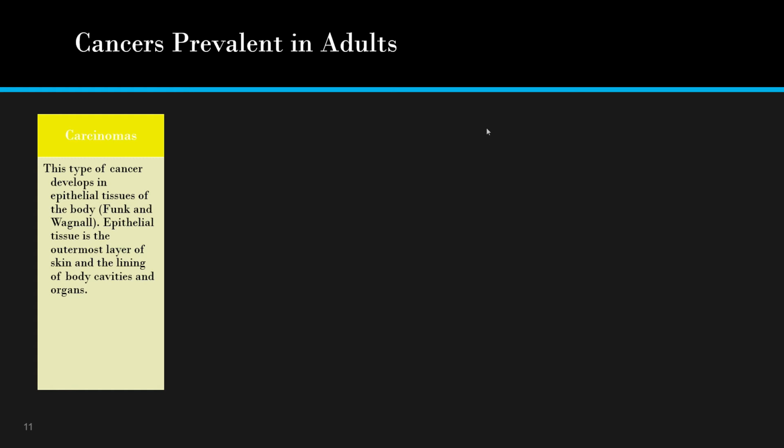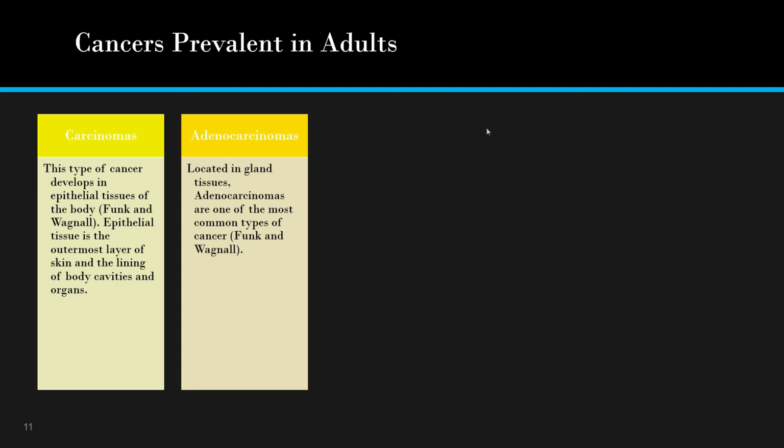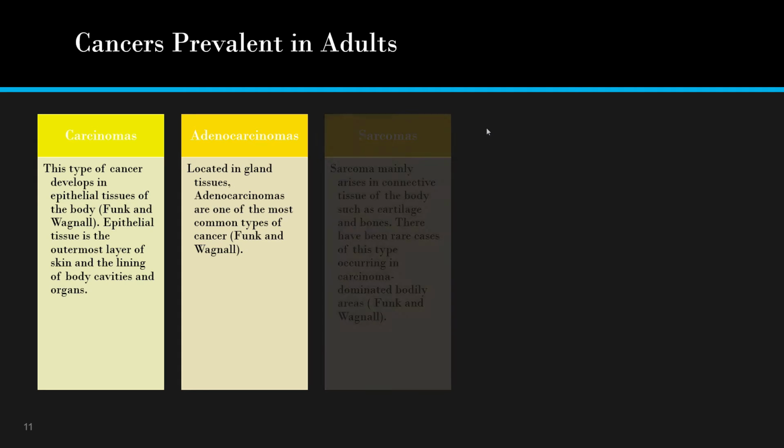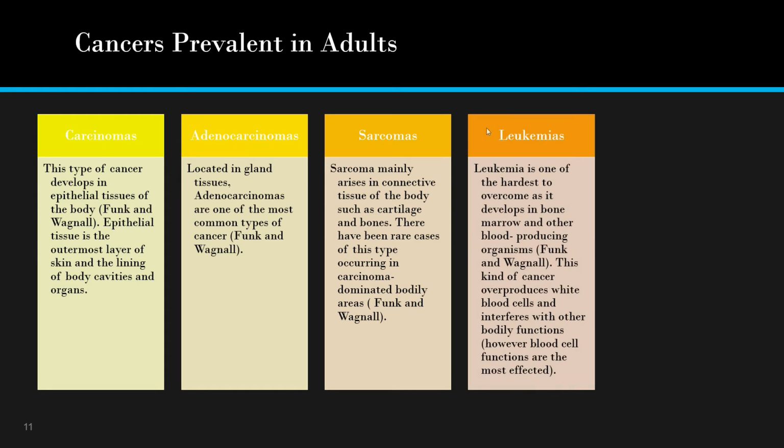Carcinomas are in epithelial tissues. You hear a lot about sun exposure and wearing sunscreen; this is the type of cancer you would deal with there. And then adenocarcinomas are located in the glands mainly. They're one of the most common, but they're not as talked about.